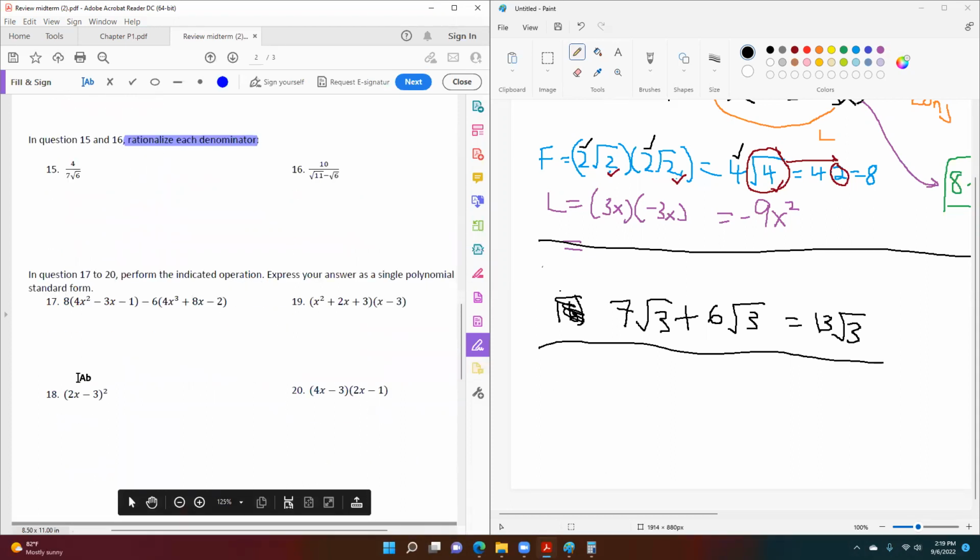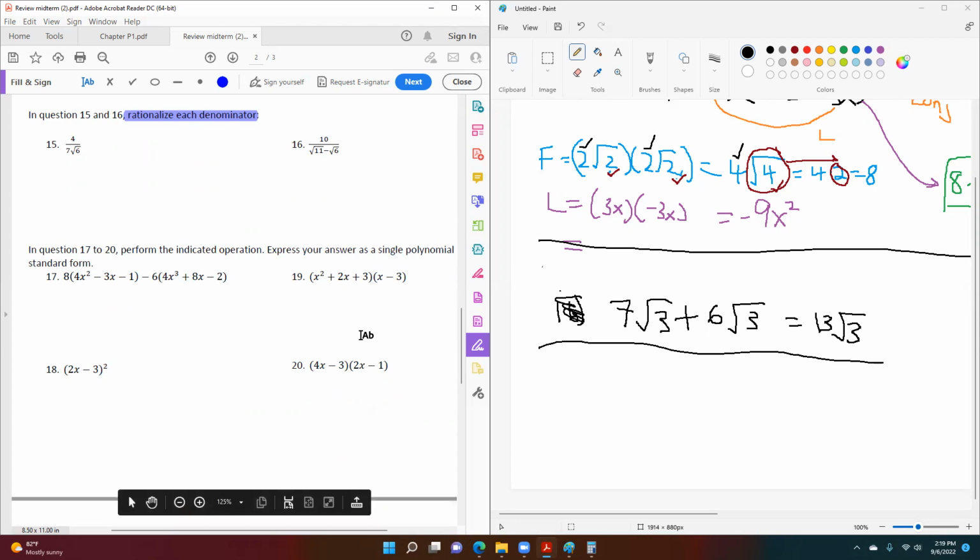How about 17, 18, 19, 20? This is asking you to perform each indicated operation and write in standard form. Standard form means high power to low power. Any questions on 17 till 20?